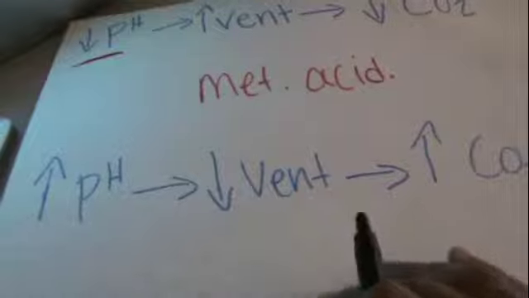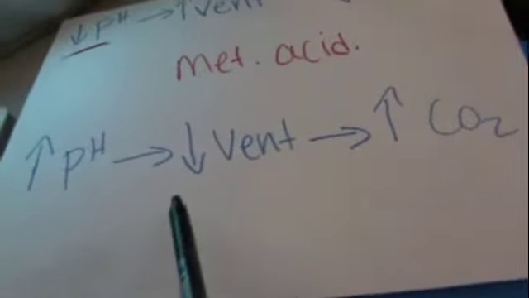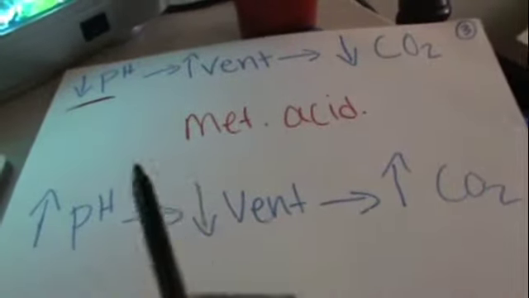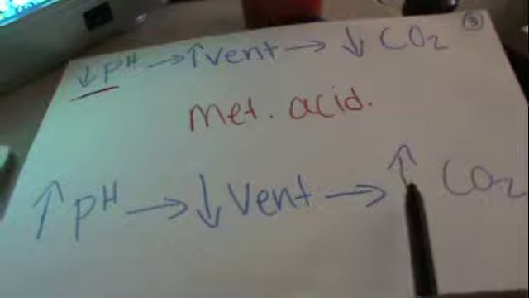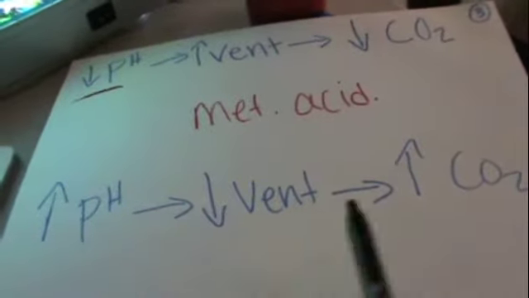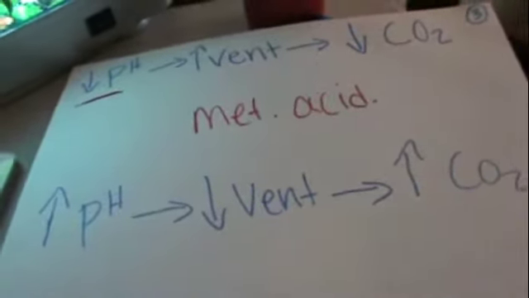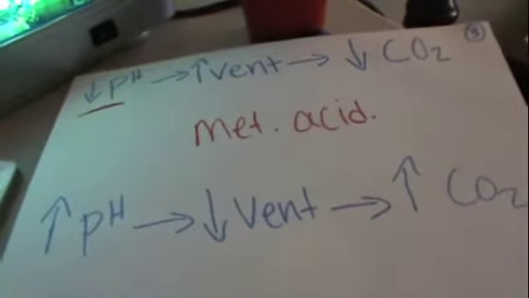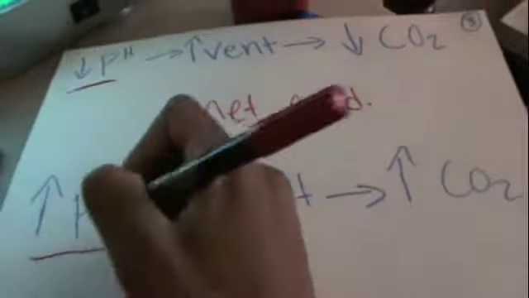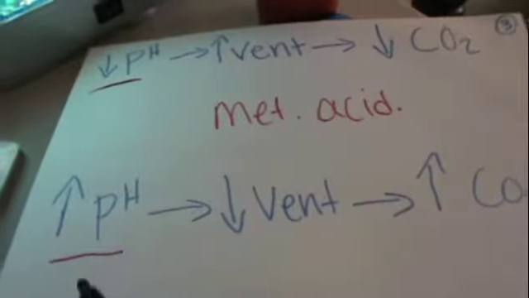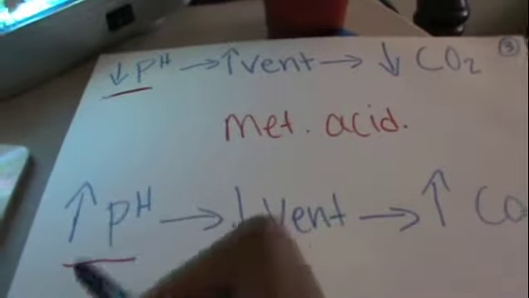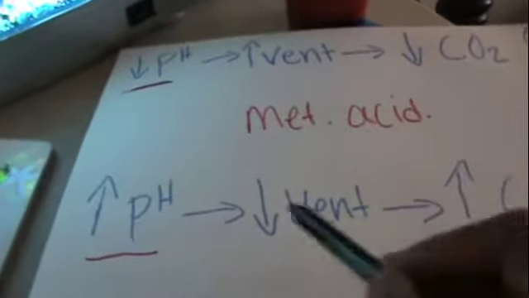Okay, next one. Remember, just look at the pH and the CO2. Before they were both going down, now they are both going up. So what did I tell you? If they are both going up, what kind of problem is it? Metabolic, because they are not opposite to each other. And what kind of metabolic is it? Just look at where it started. The pH is going up, and that is alkalosis. So it's metabolic alkalosis.